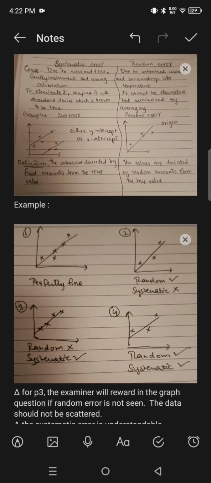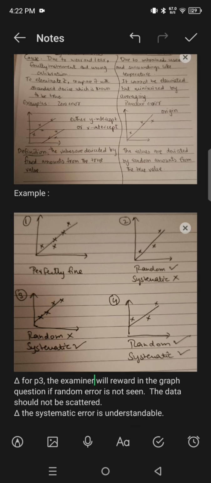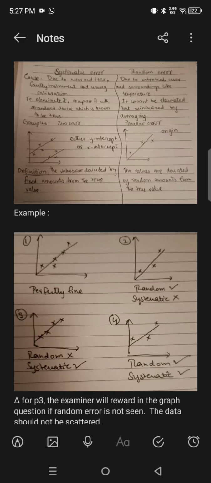Systematic error: this is the error which is caused by wear and tear and any kind of fault in the device or the machine, or wrong calibration. To eliminate it, we have to compare it with the standard device, which is known to be true. In the graph, you can see that if you have a systematic error, you'll have the y-intercept or x-intercept, but the points are not going to be randomly scattered, because this type of error specifically deviates from the true value by a fixed amount.